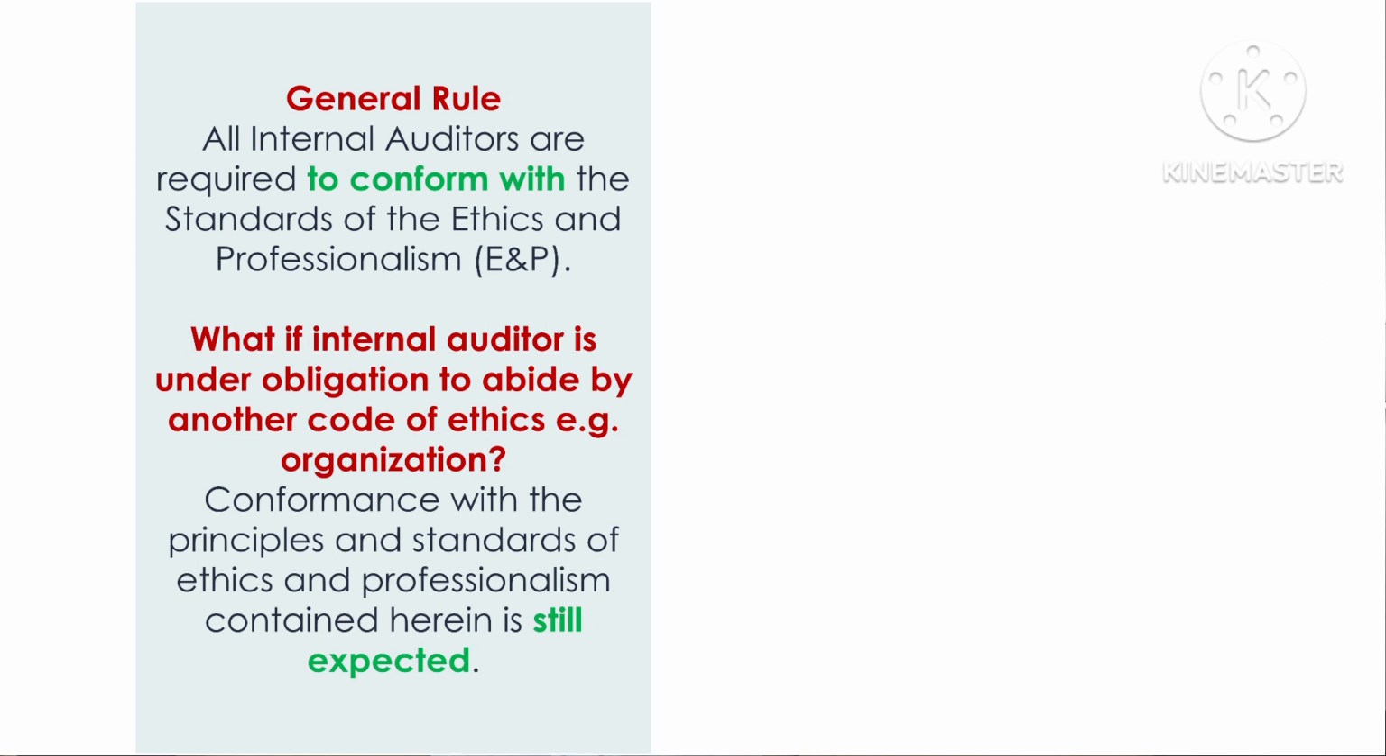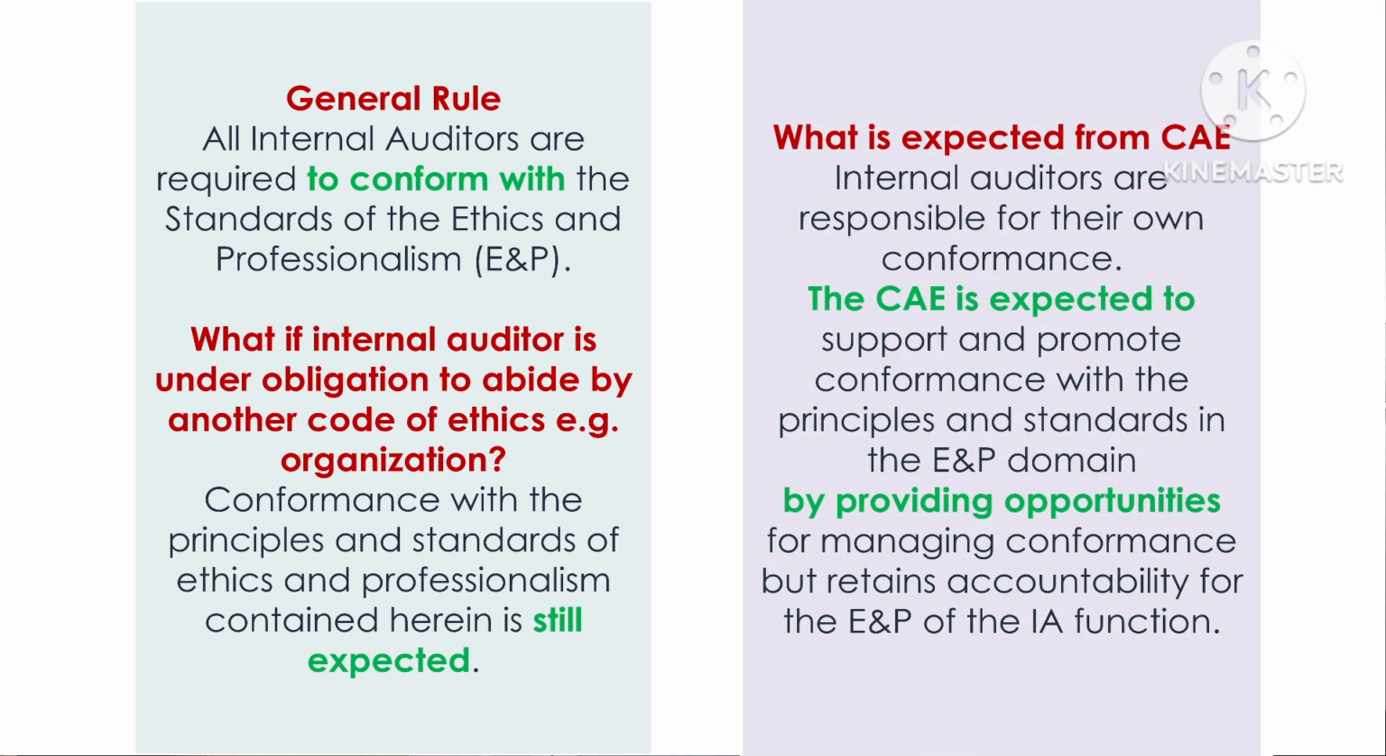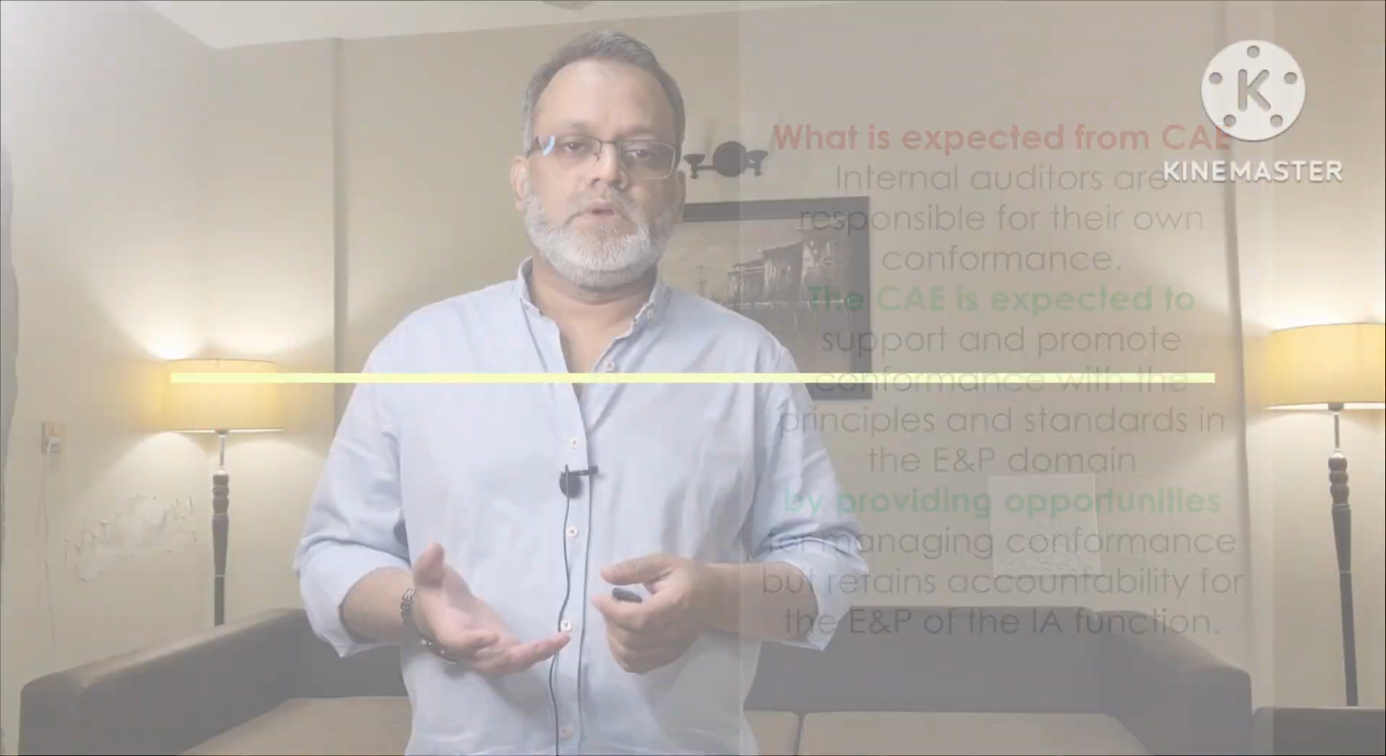What is expected from the chief audit executive? Internal auditors are responsible for their own conformance, but the chief audit executive needs to support them, promote conformance with the principles and standards, discuss ethics and professionalism frequently in meetings, provide training, and provide opportunities to the internal auditors so that they can conform and be attentive to situations which challenge their ethics and professionalism. And at the end, the chief audit executive is accountable for the ethics and professionalism of the internal audit function overall.